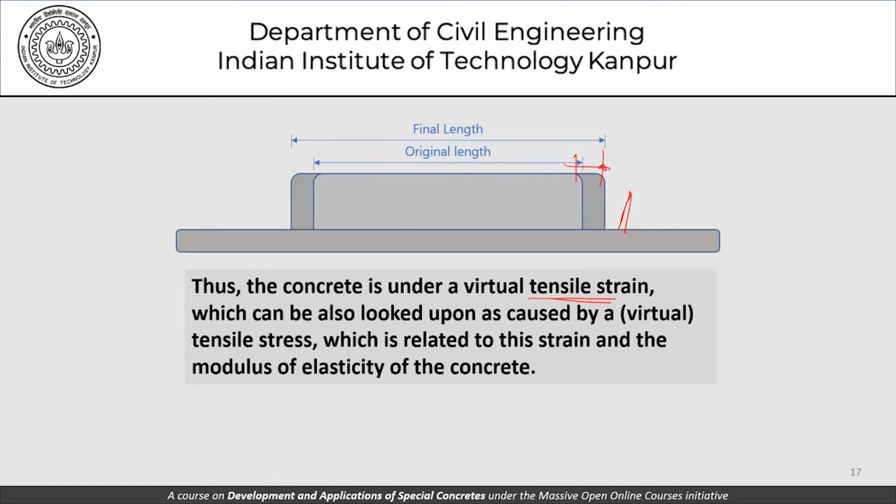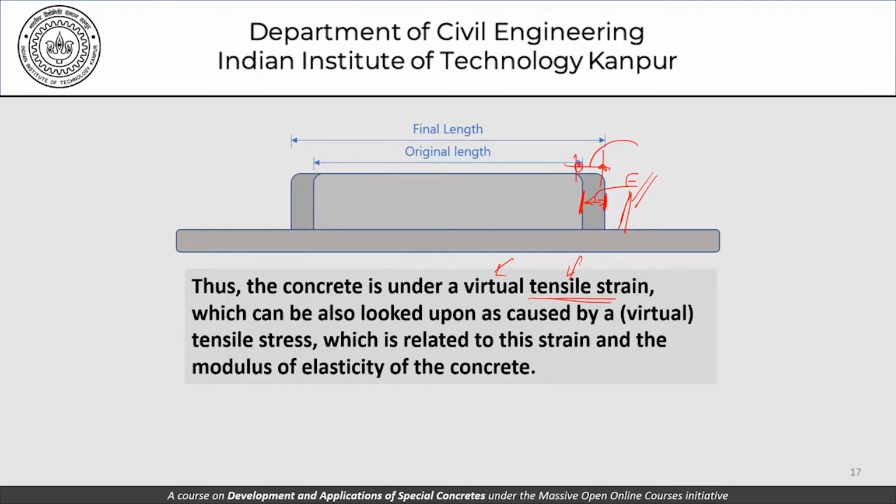So the concrete would believe or would think that instead of being here, this is the place where it is, and this amount of deformation or strain is some kind of a stress which is acting on it. This is my tensile strain. You can call it a virtual tensile strain, but that is what the concrete will feel.